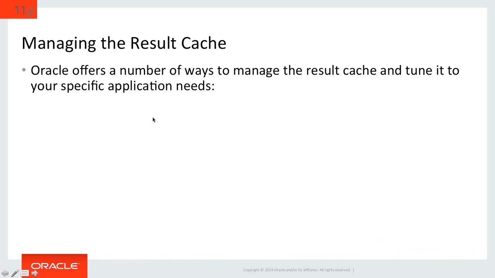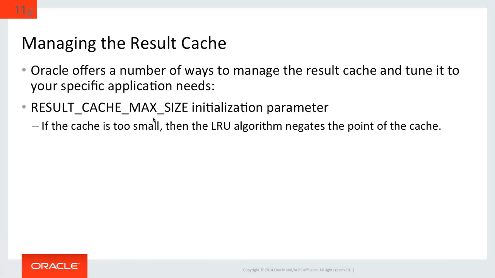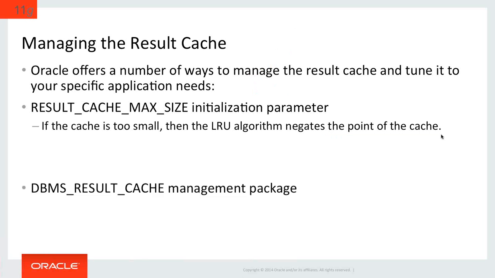Managing the result cache. So as with any other significant feature certainly present in the SGA, Oracle offers the full set of toggles and switches. First of all, most importantly, the initialization parameter. You need to work with your DBA to size the result cache properly. If it's too small and you're starting to push data out of your result cache, well, that's pretty much negating the point of the cache. So it needs to be sized properly.